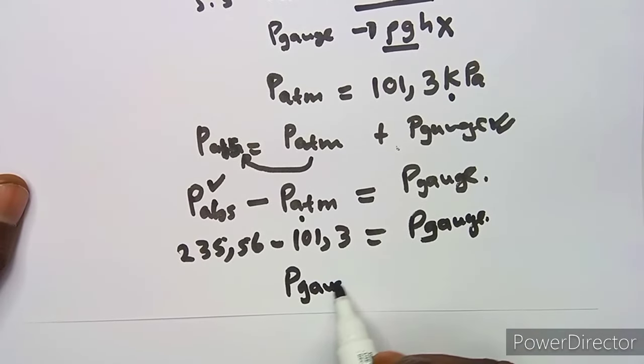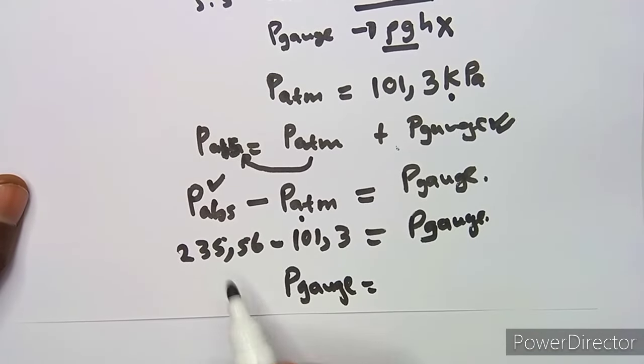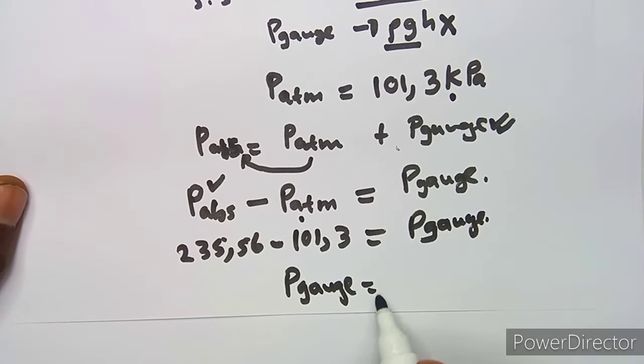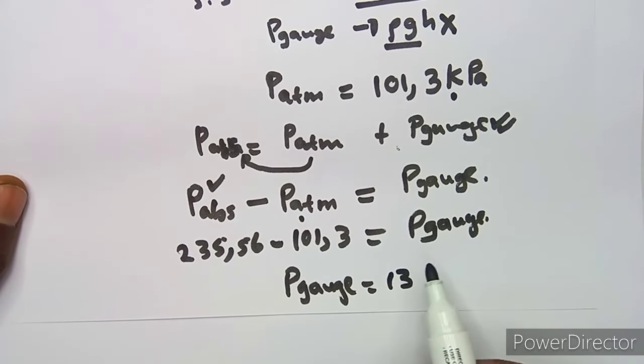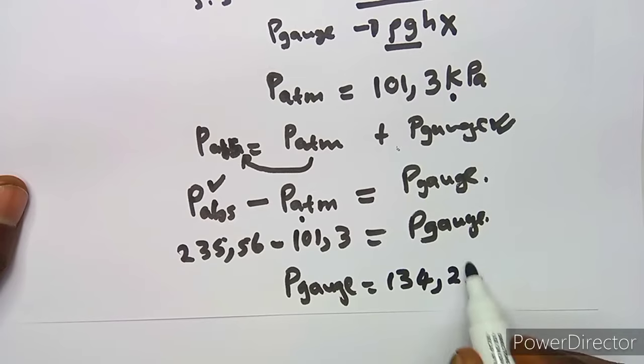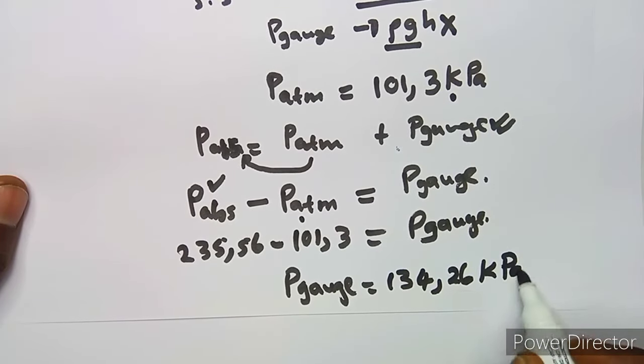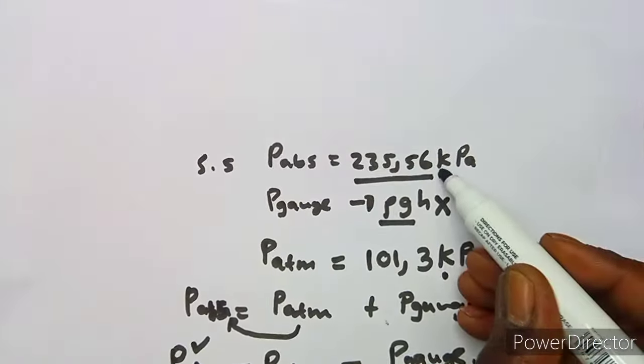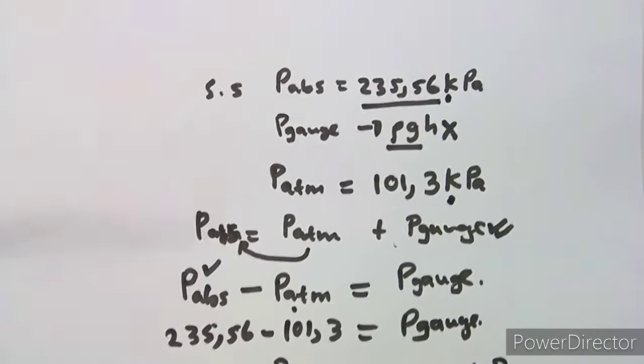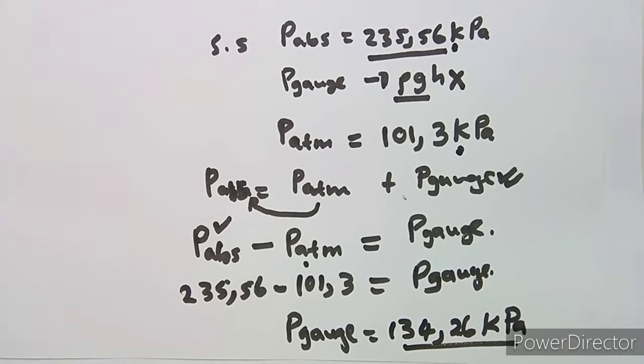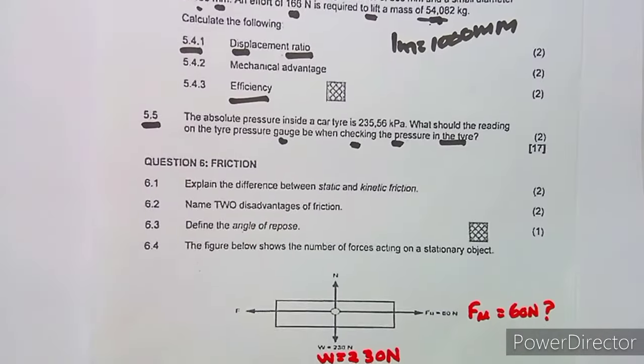So our gauge pressure is going to be the resultant of these two when we subtract, which is going to give us 134.26, all right, in kilopascals. Remember, you were subtracting kilopascals from kilopascals, so your answer is going to be in kilopascals also. So guys, some of this is just a matter of playing around with the formulas and so forth.